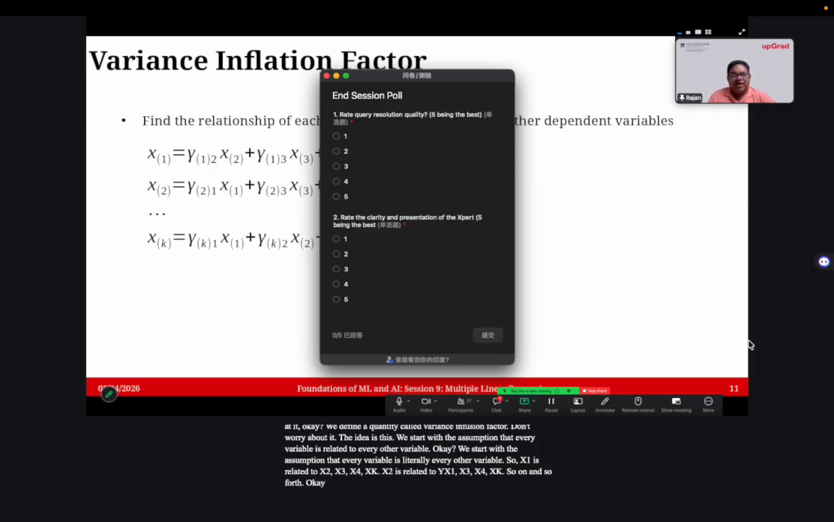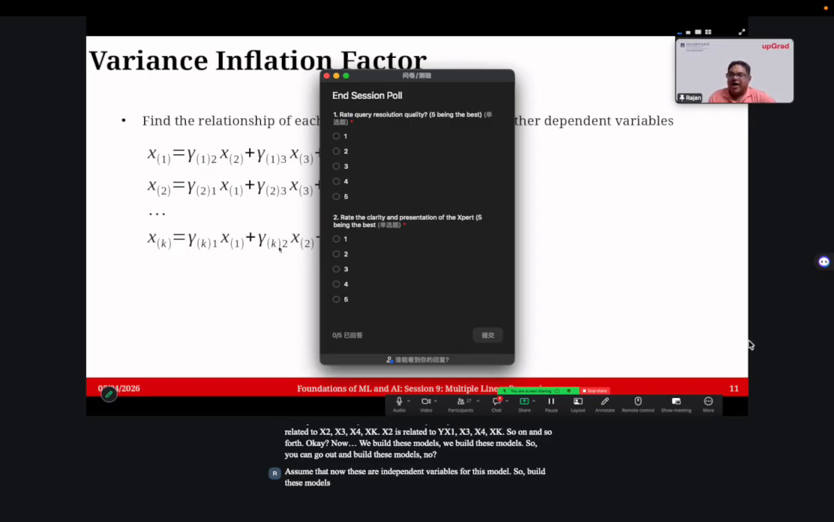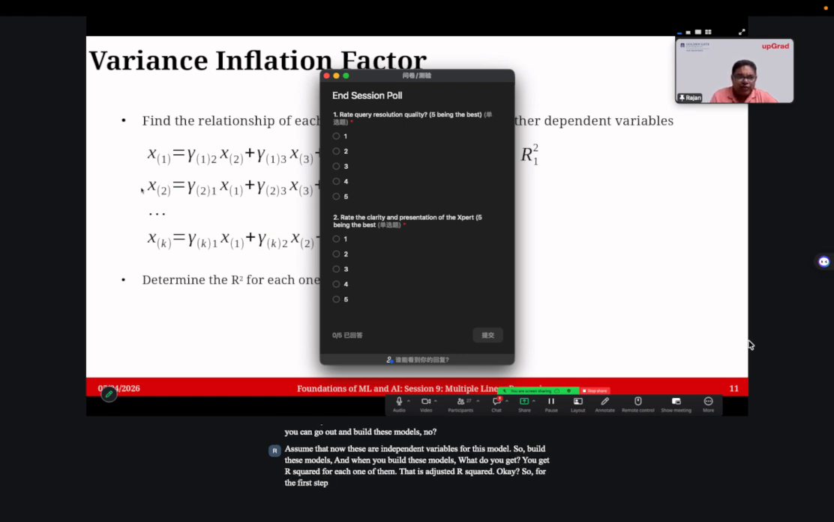Okay. Now we build these models. Assume that now these are independent variables for this model. So build these models, and when you build these models, what do you get? You get R squared for each one of them, that is adjusted R squared. For x1, you will get some R squared. For the model for x2, you get some R squared, and so on and so forth.